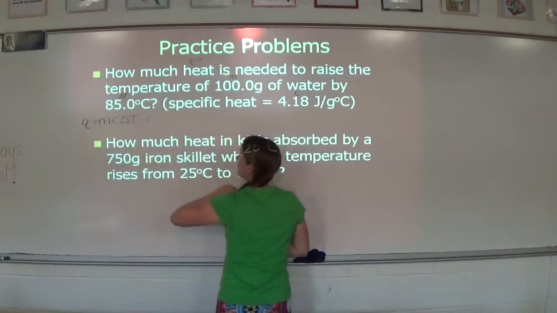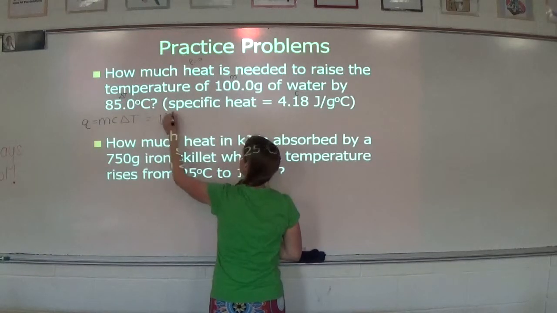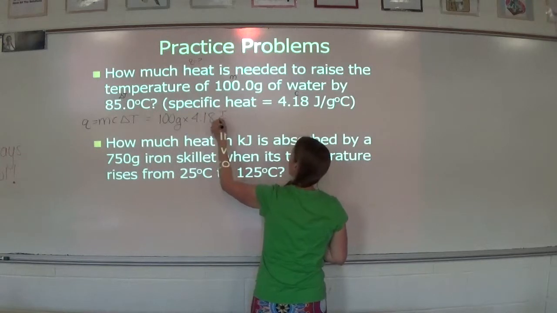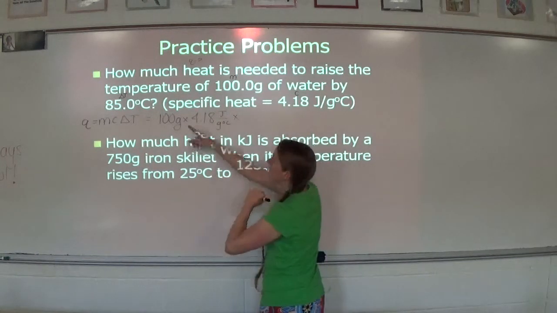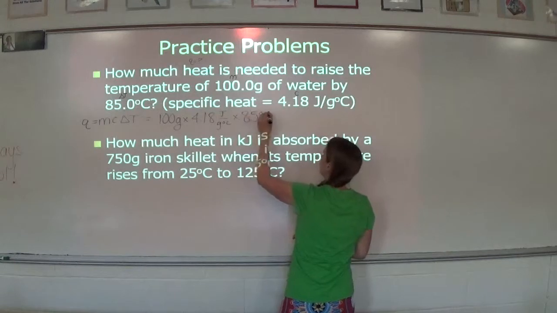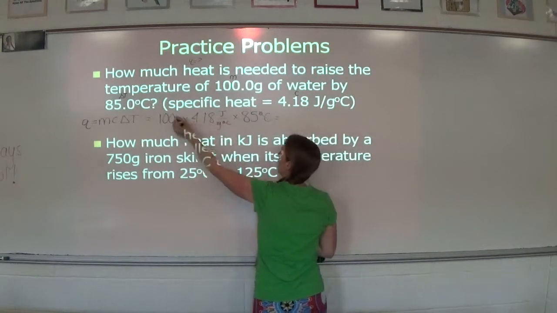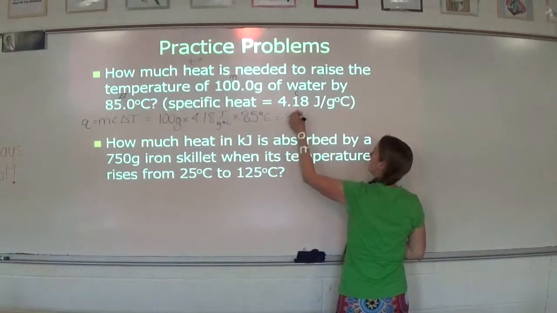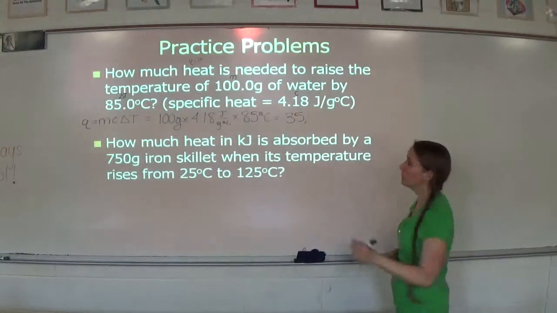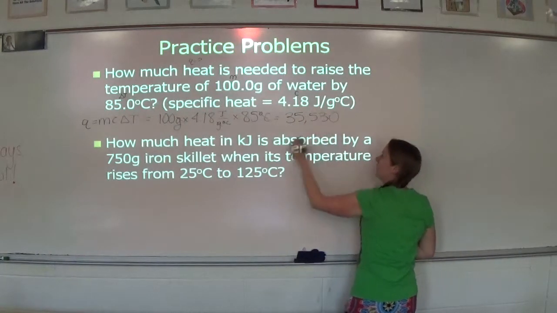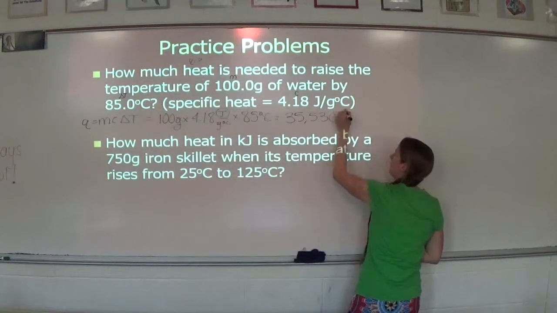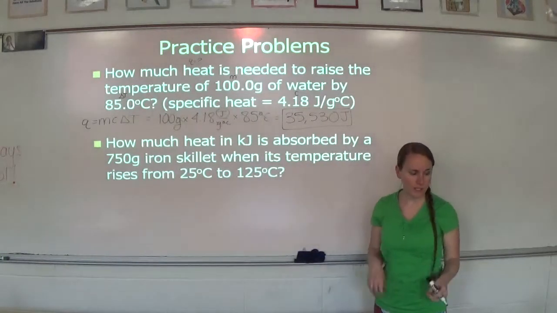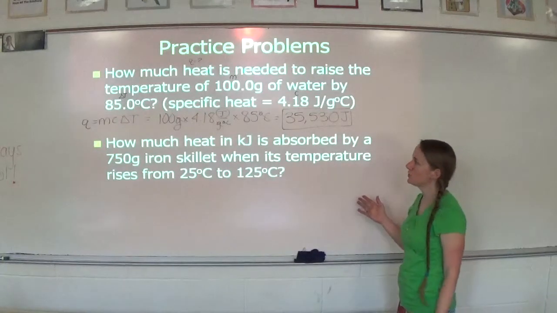So Q equals MC delta T, so my mass is 100 grams. My specific heat is 4.18 joules per grams degrees Celsius. And my change in temperature is 85 degrees Celsius. So Celsius cancel, grams cancel, and once I multiplied, I got 35,530. And the unit I'm left with is joules. Alright, so hopefully that one was a little better since I actually got to show it to you.